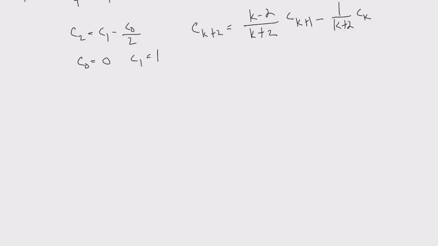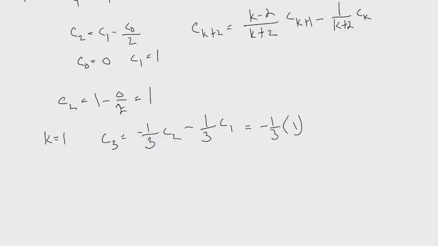So in the C sub 1 pattern, what would my second number look like? That'd be 1 minus 0 over 2, so that's just 1. And then if I evaluate it at k equals 1, I get C sub 3 equals negative 1 over 3 C sub 2 minus 1 over 3 C sub 1. And that would then be negative 1/3 times 1 minus 1/3 times C sub 1, which we said was 1. So that would be negative 2/3 for it.